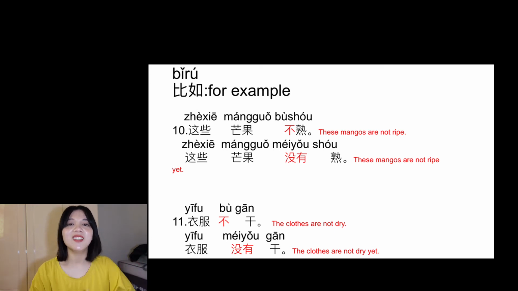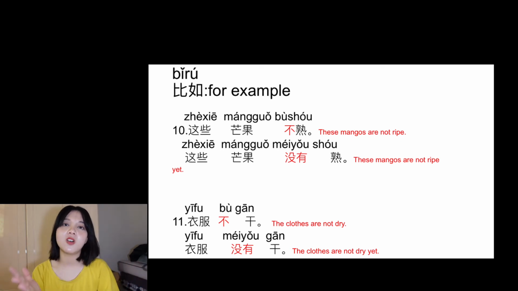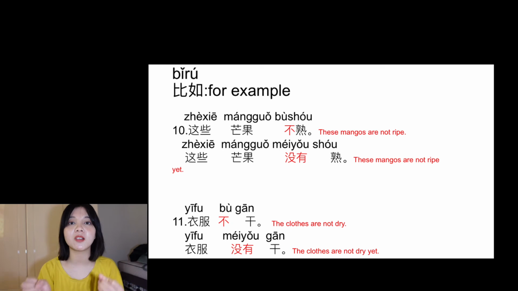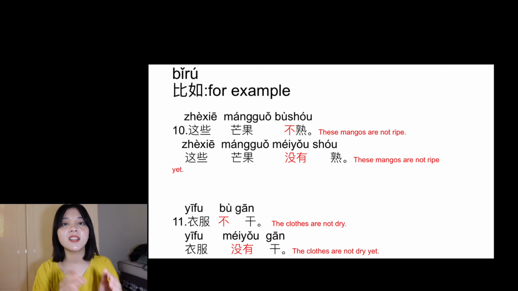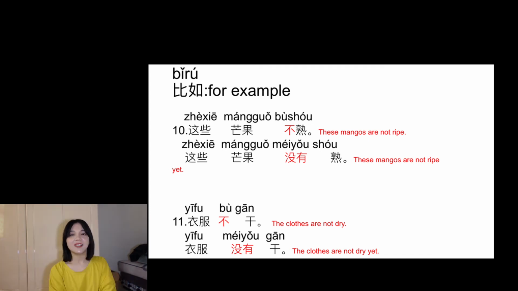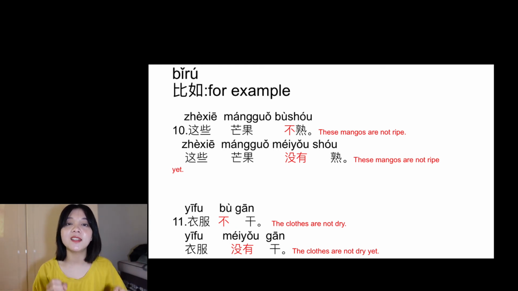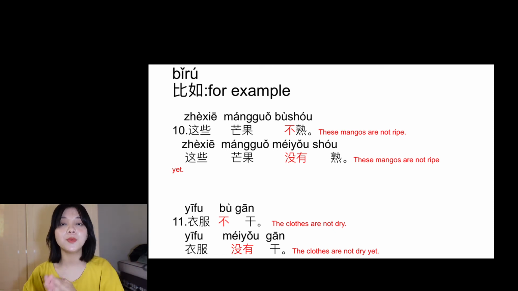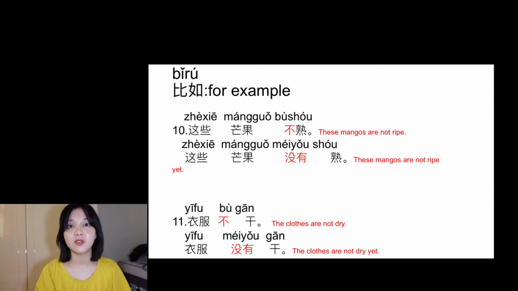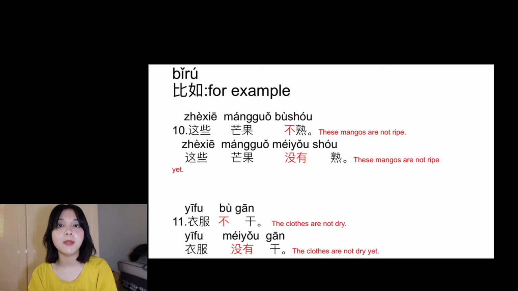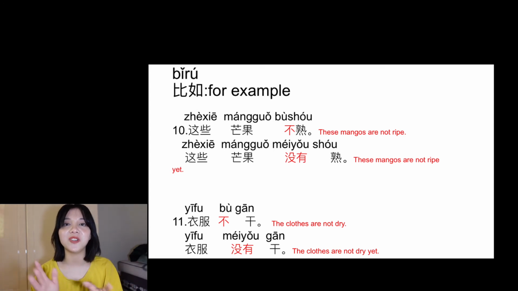For example, this one. 这些芒果不熟. These mangoes are not ripe. Here, 熟 is the quality of the mangoes. So 这些芒果不熟 means these mangoes don't have the quality. And when I say 这些芒果没有熟, I mean these mangoes are not ripe yet. And next sentence, 衣服不干. I'm just saying these clothes are not dry. But when I say 衣服没有干, I mean these clothes are not dry yet.